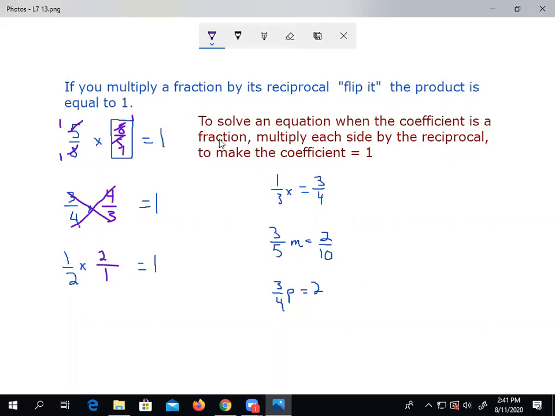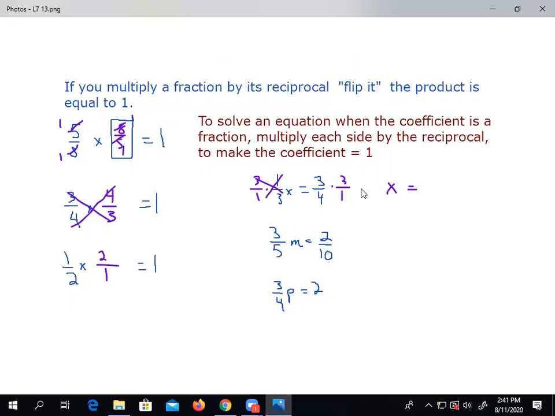So what we learned is, if I want to solve an equation, our goal is when the coefficient is a fraction, we want to multiply each side by the reciprocal to make the coefficient equal to 1. So see how the coefficient right now is a 1/3. To make it equal to 1, I can multiply by its reciprocal, which would be then a 3/1. If you multiply by 3/1 here, you got to multiply the other side by 3/1 to keep the property of equality working for us. So this all turns into a 1, which gives me my x.